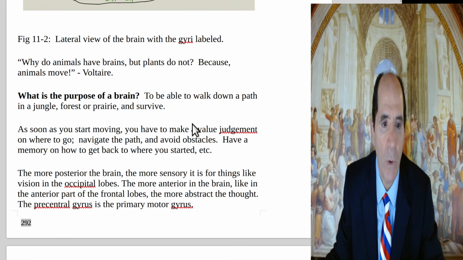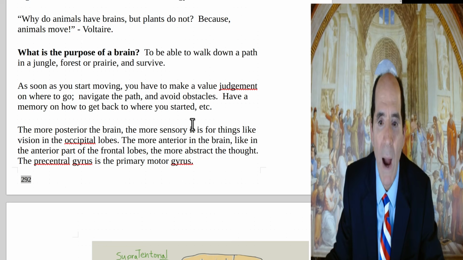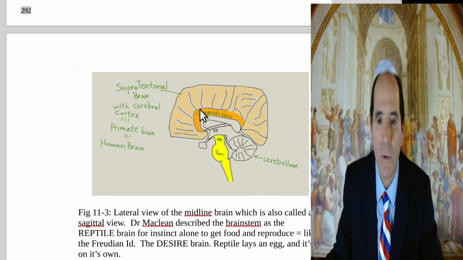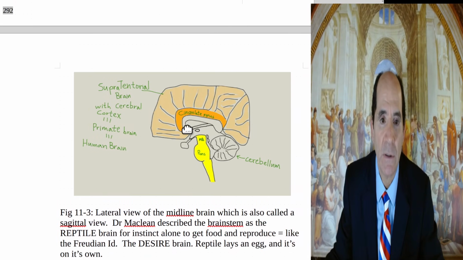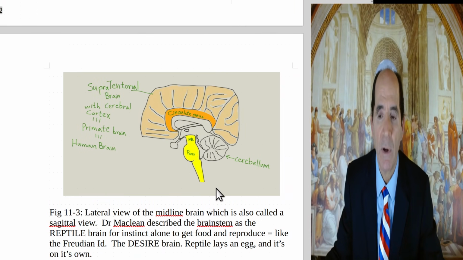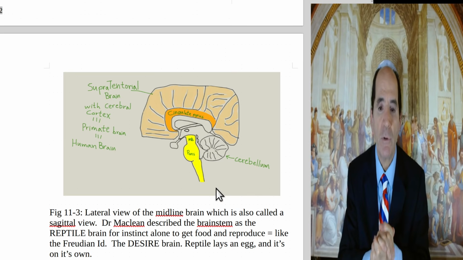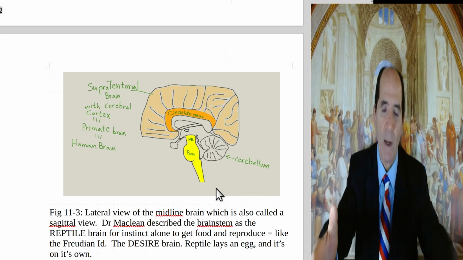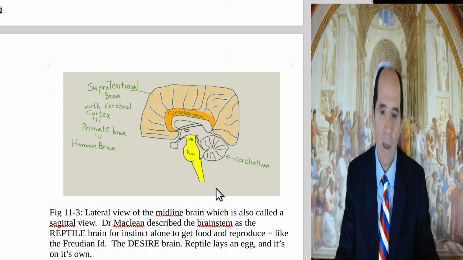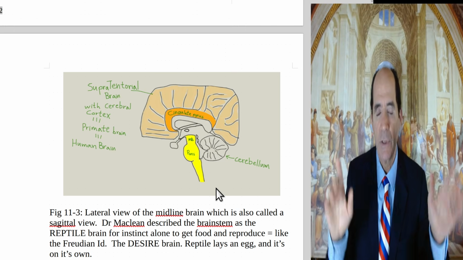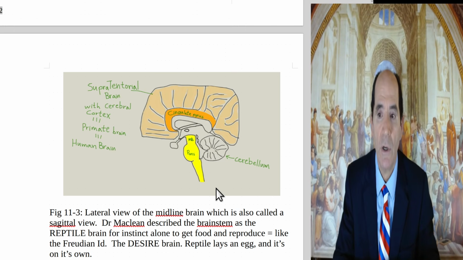Oh, and then another little quote is, why do animals have brains but plants do not? The reason that animals have brains is because animals move, and plants don't have a brain because plants don't move. You don't need a brain if you don't move. Okay? As soon as you move, you have to make a value judgment. I want to get something to eat, I'm going to walk towards the fruit tree. And you have to navigate the path, avoid obstacles. You have to be on the lookout for predators. So you need a brain.